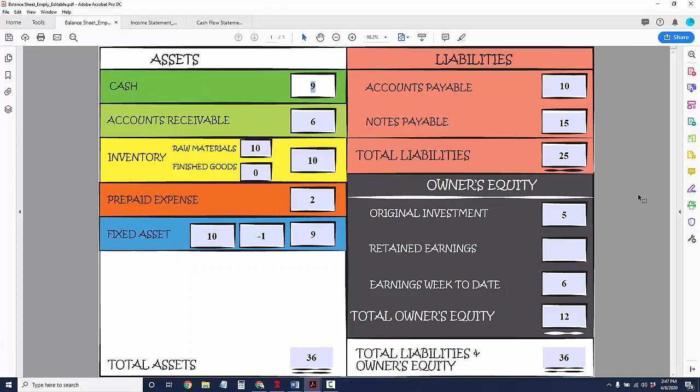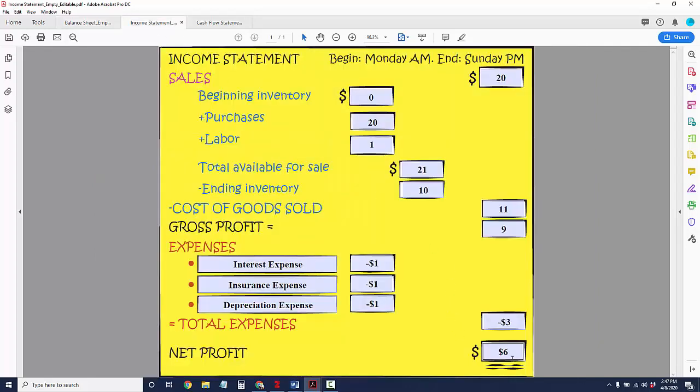The other thing that has to be the same is your earnings week to date has to be the same as your net profit on the income statement, right? Because the earnings week to date, if you blow that up and you want to listen to the story of how you got to those earnings week to date, you would look at the income statement. Okay, so that's it. We filled out these 3 financial statements and it seems like they make sense.